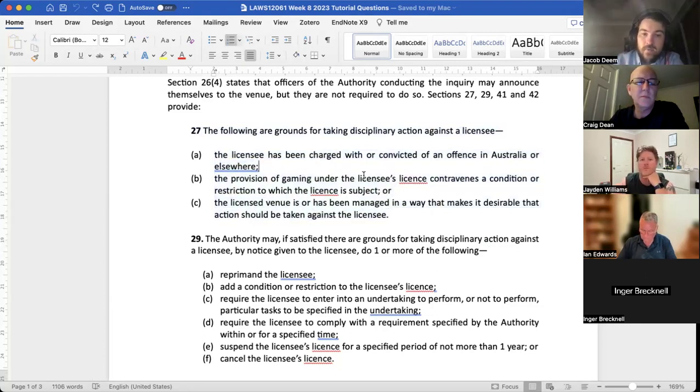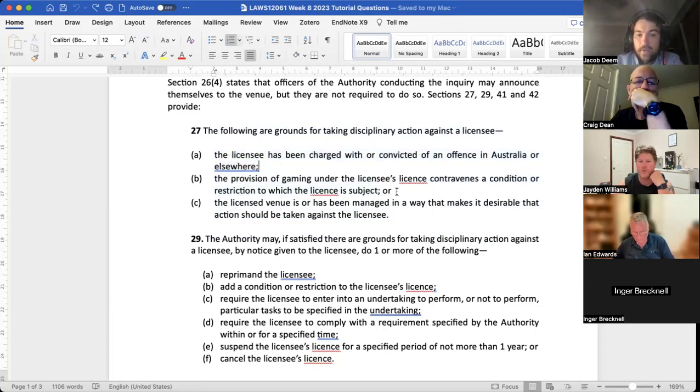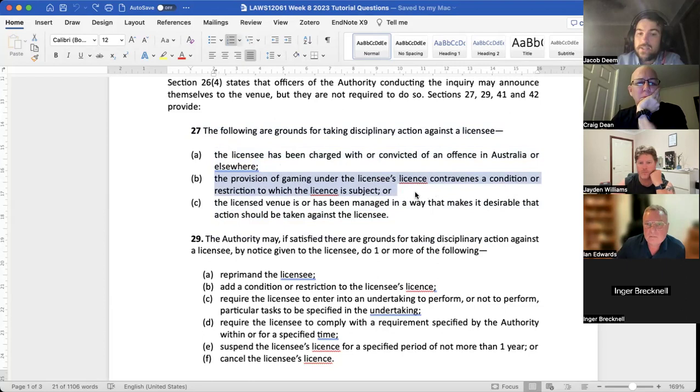And these are, well, A and B are expressed in much more objective language. So the licensee being charged with or convicted of an offence, the provision contravening a condition or restriction to which the license is subject. Again, very easy for an external party to see whether that has or hasn't happened.